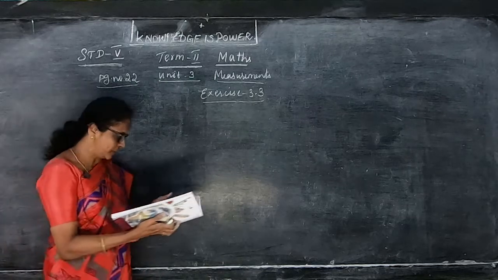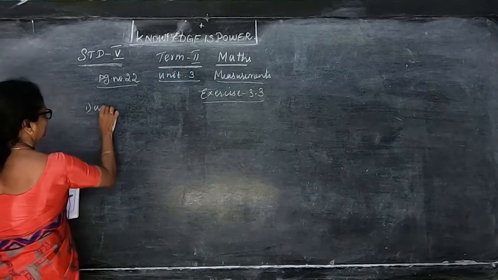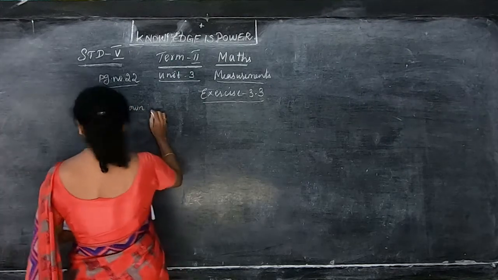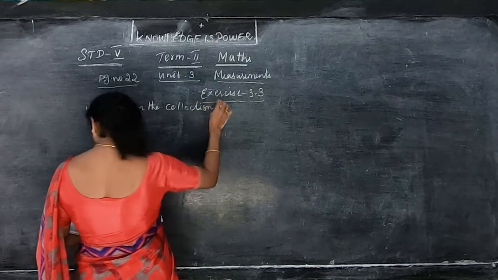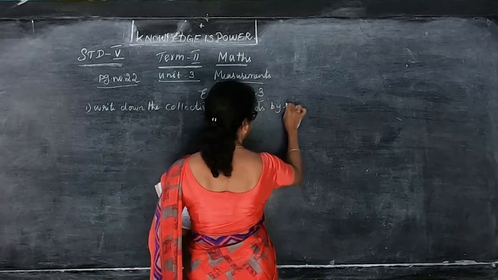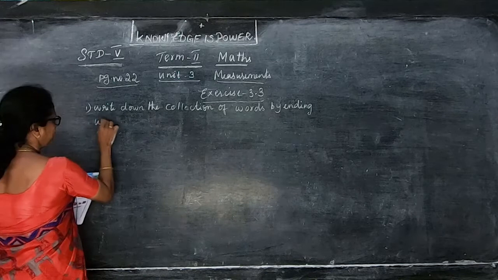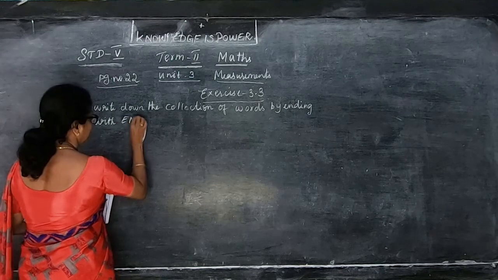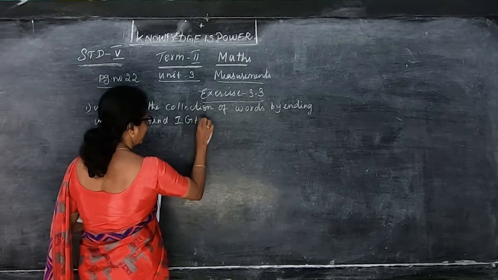Exercise 3.3: write down the collection of words ending with ENT and IGHT. So we have to write down which words end with ENT and IGHT. So you have to use these words.